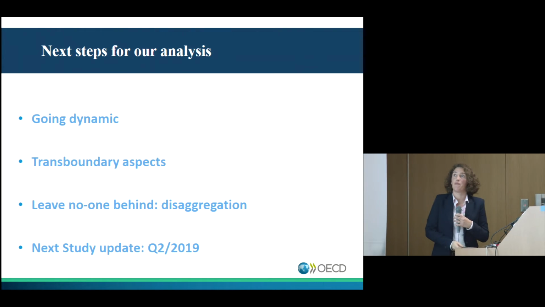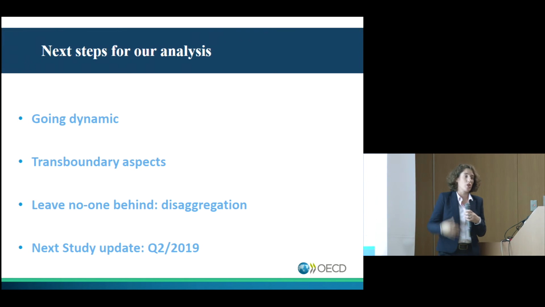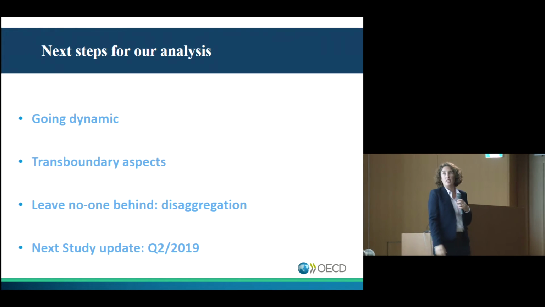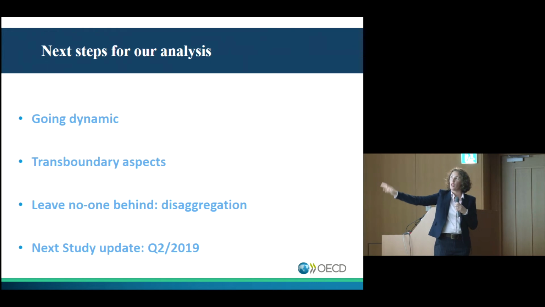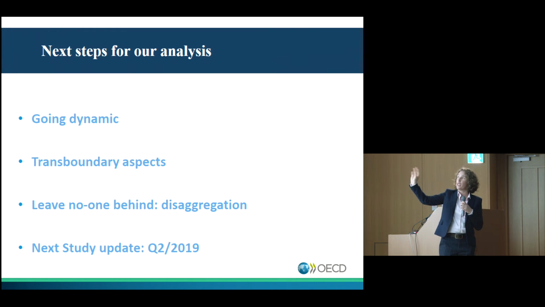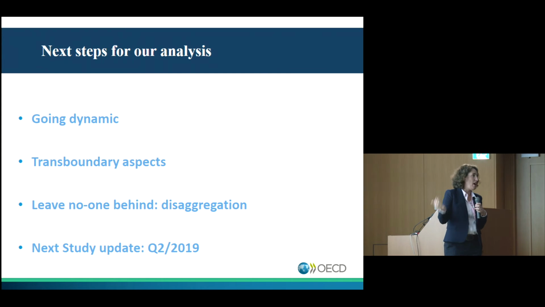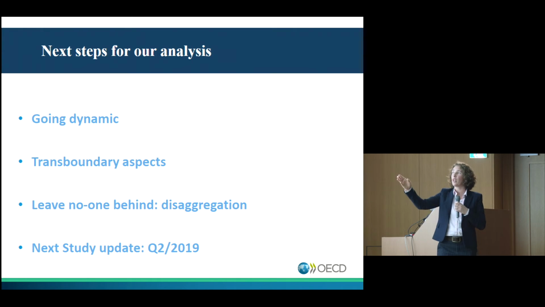What are we doing next for our study? So again, we're publishing an update in 2019. It's going to show the same kind of results, but it's also going to look at a few different issues. So we're taking a look at going dynamic. The results I've showed you up until now have been a static point in time. We're also going to be looking at trends, so how countries have been doing in the past. Are they moving in the right direction in order to achieve targets? We're looking at transboundary aspects, so how much do countries have to take into account when implementing the transboundary nature of the Sustainable Development Goals?